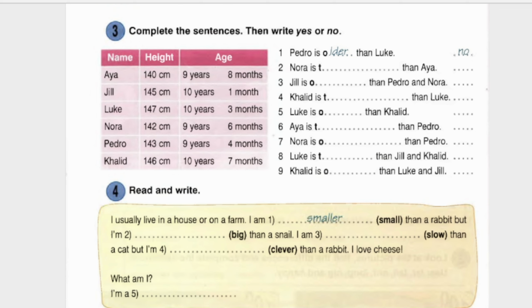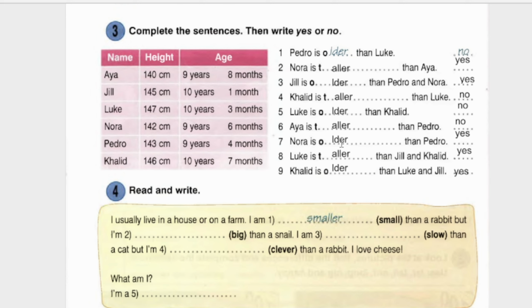Okay, let's do this. The first one, Pedro is older than Luke. No. Nora is taller than Aya. Yes. Jill is older than Pedro and Nora. Yes. Khalid is taller than Luke. No. Luke is older than Khalid. No. Aya is taller than Pedro. No.